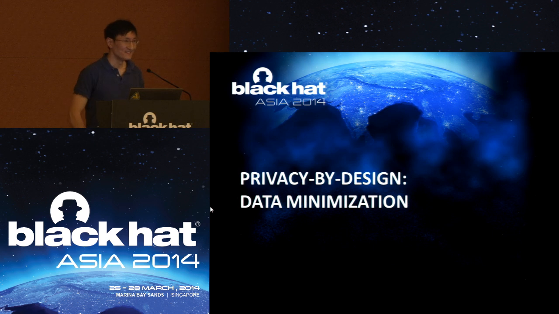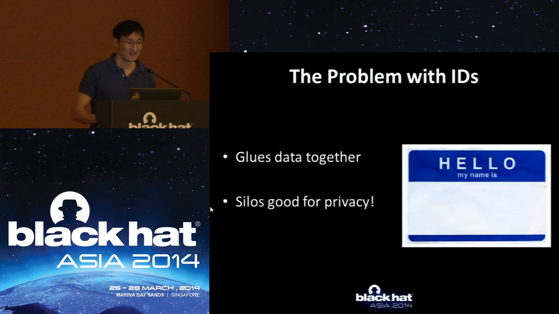Okay, so let's talk about data minimization first. I'm going to give you 2 examples, all right? Then I'm going to talk about anonymization, which is kind of a way to do data minimization, right? You try to depersonalize the data by removing any trace of any particular person. So the first example has to do with IDs.